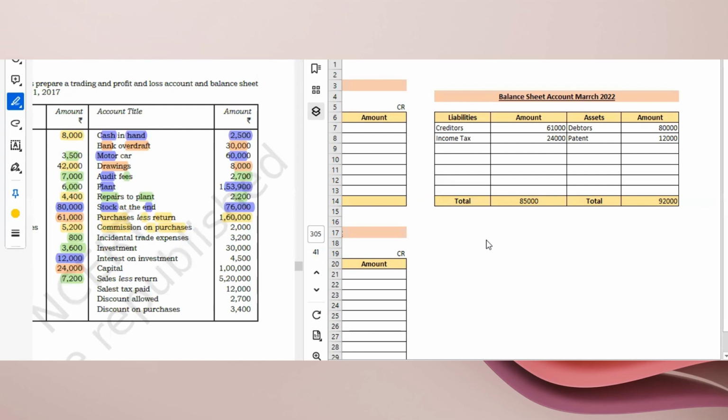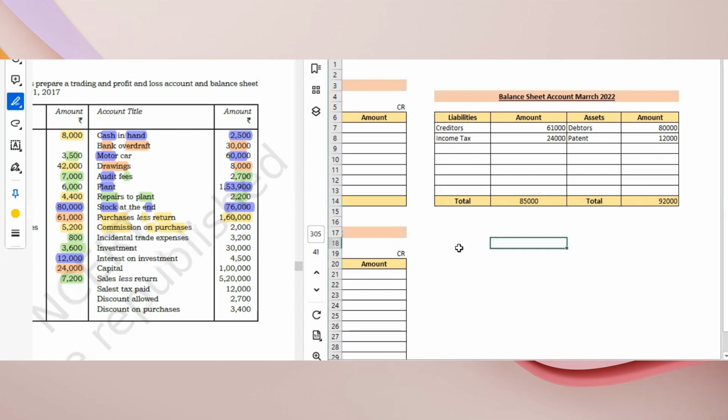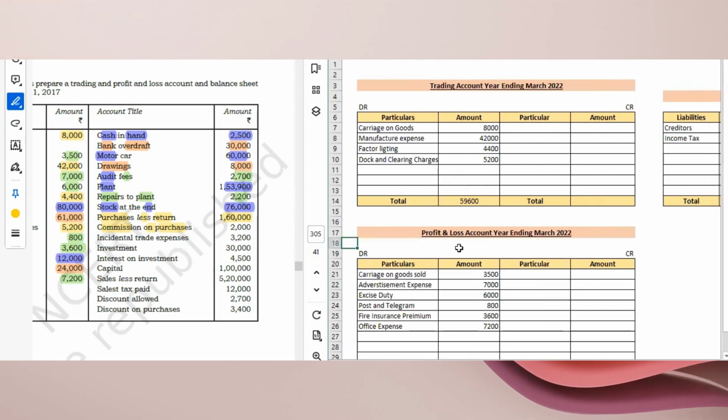So the next item we will be discussing is commission on purchase. Commission on purchase is nothing but the expenses you spend on the purchasing of your purchase items, raw materials or any services which are directly linked to the manufacturing of the product. In that scenario, this is a direct expense, so you have to include it in your trading account. So commission on purchase. I'm just typing here. It's 2,000.